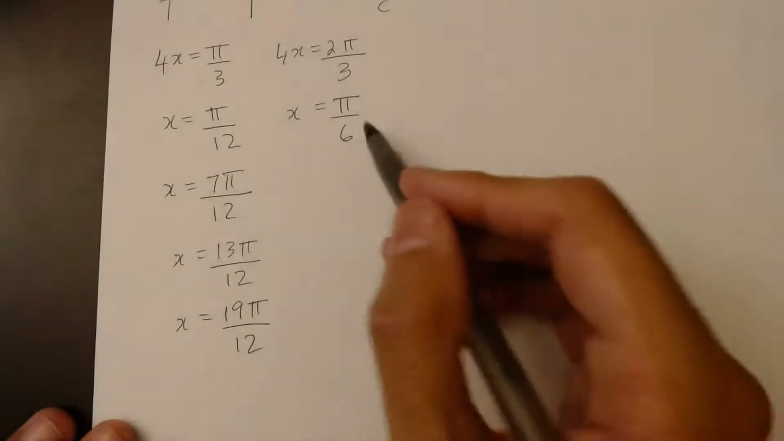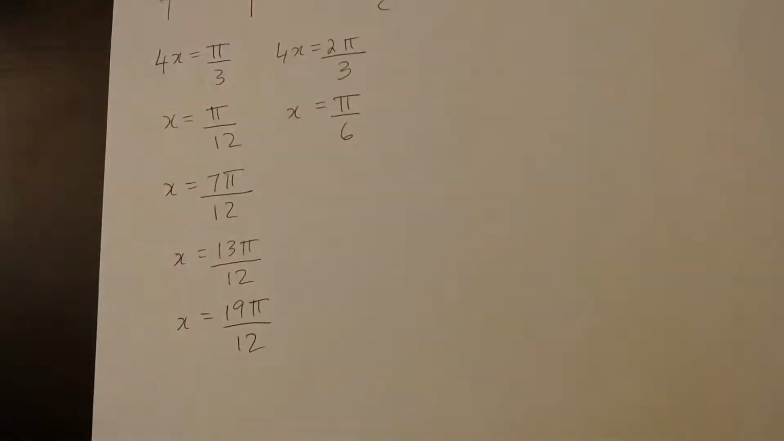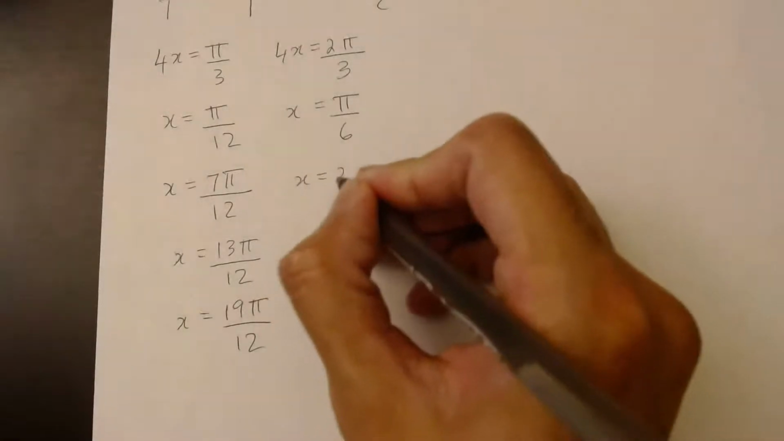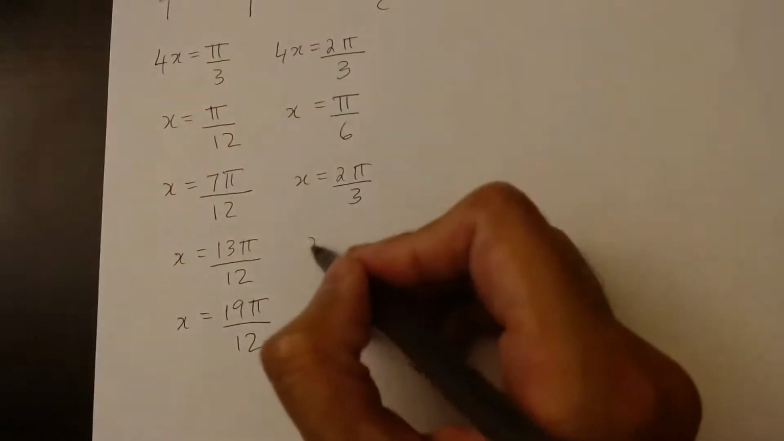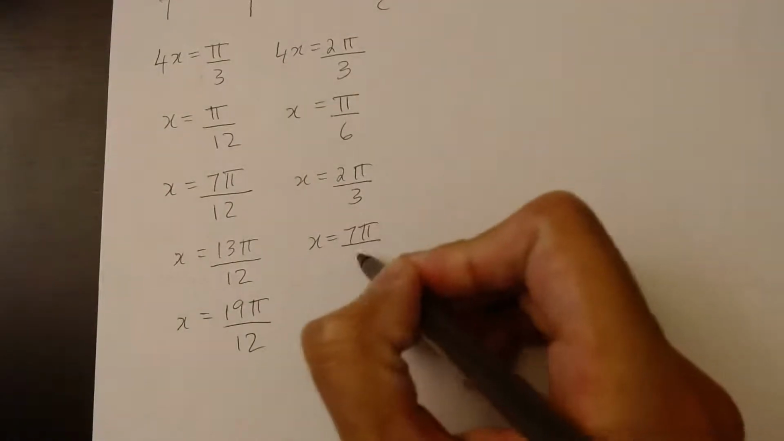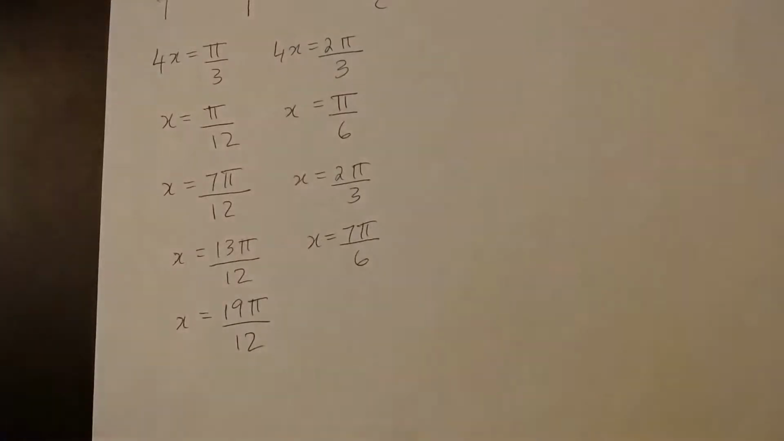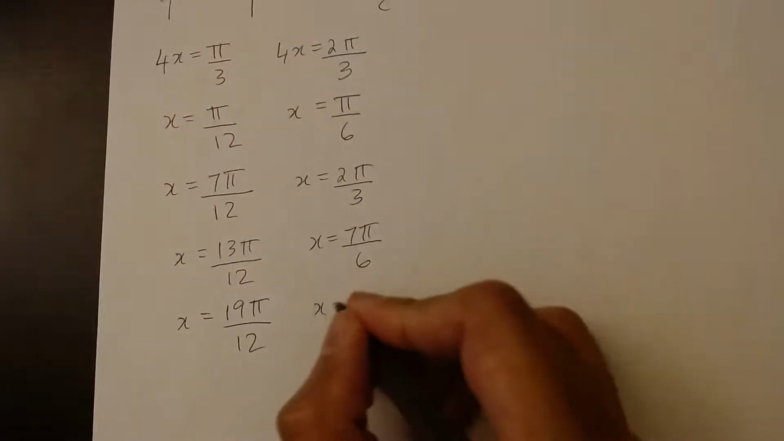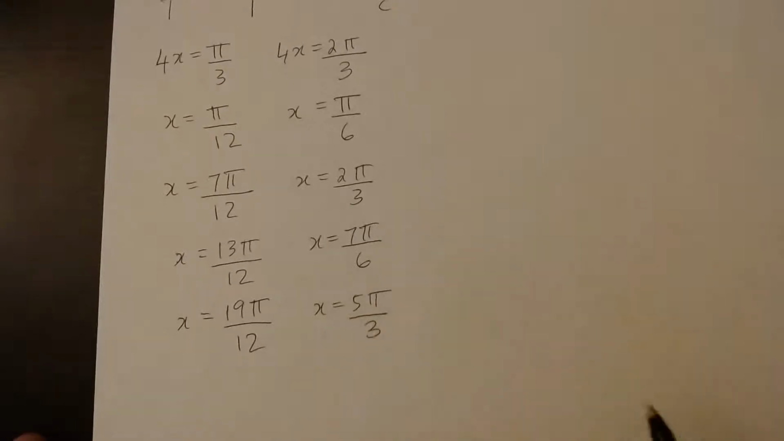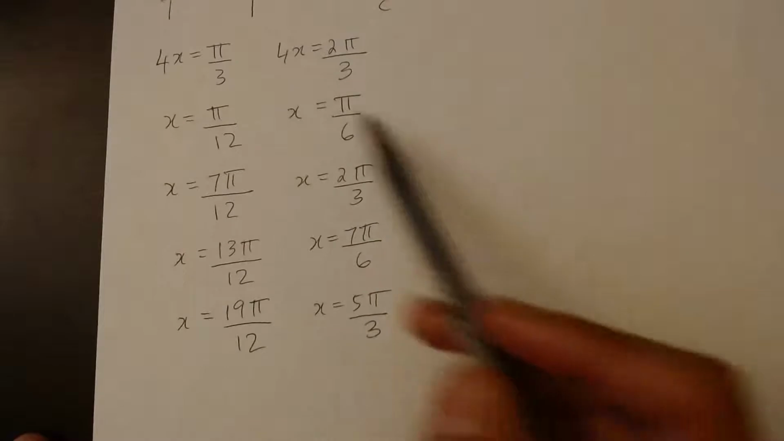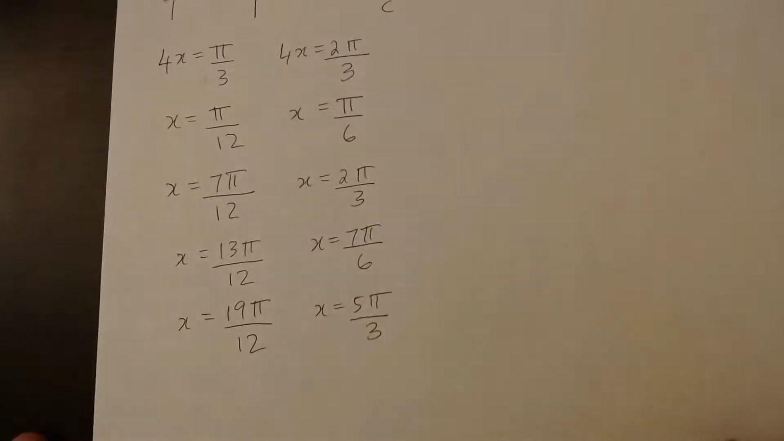I'm going to do the same thing with this one. I'm going to take pi over 6, and I'm going to add my period, which is pi over 2. My second solution is 2 pi over 3. I'll add another pi over 2 to that. My third solution is 7 pi over 6, and I'll add another pi over 2 to this. My final solution is 5 pi over 3. So these are my 8 solutions between 0 and 2 pi for this question.